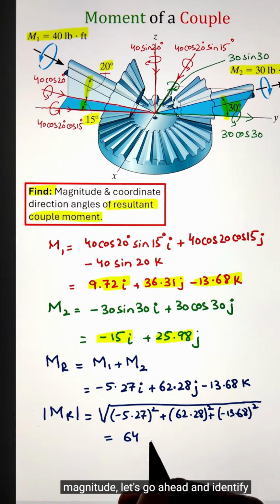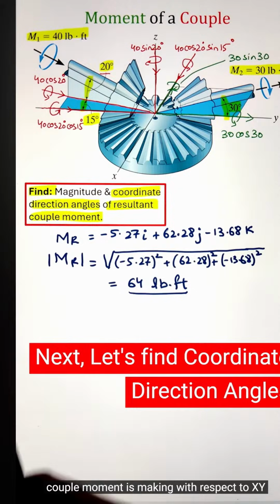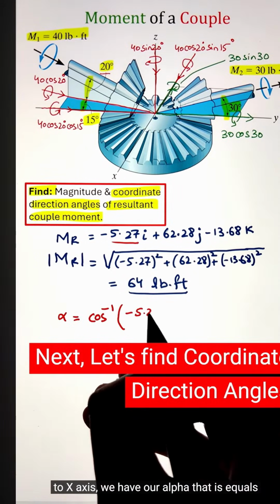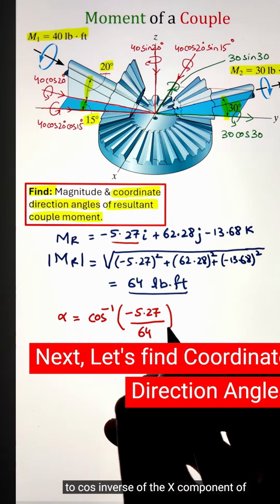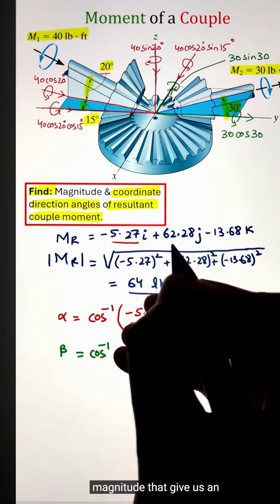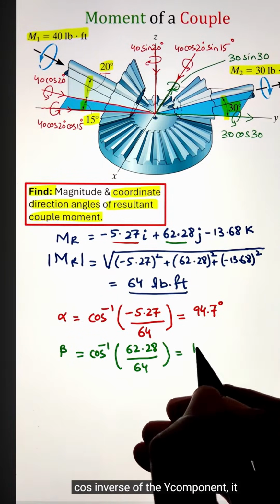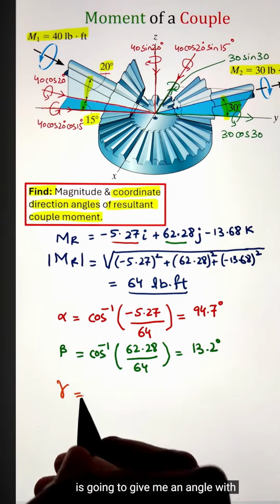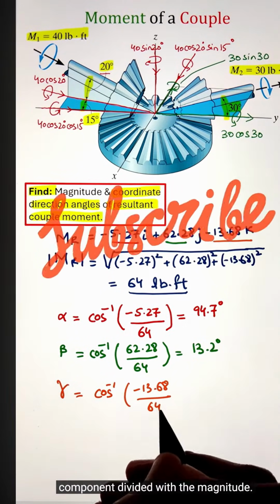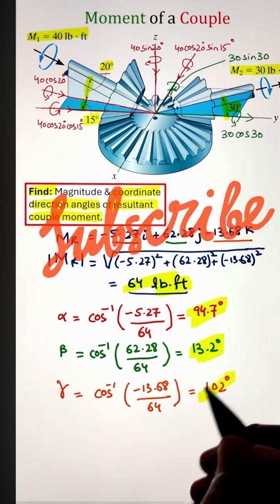Now, once we have the magnitude, let's go ahead and identify the coordinate direction angles the resultant couple moment is making with respect to the x, y, and z axis. So to calculate with respect to the x-axis, we have our alpha, that is equal to cos inverse of the x component of the resultant couple moment divided by its magnitude. That gives us an angle of 94.7. Similarly, if we take the cos inverse of the y component, it is going to give me an angle with respect to the y-axis, and if we take the z component divided by the magnitude and take the cos inverse, it's going to give me the angle it is making with respect to the z-axis.